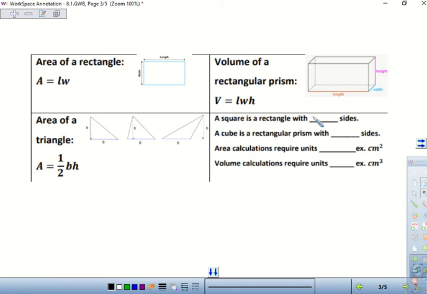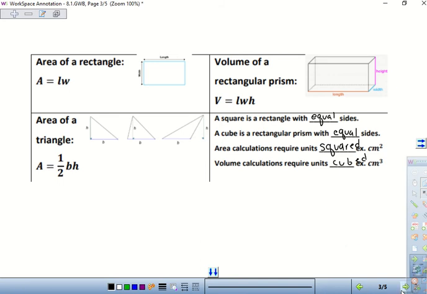A square is a rectangle with equal sides. A cube is a rectangular prism with equal sides. Area calculations require units to be squared, to the second power. And volume calculations require units to be cubed. Instead of squared, they're cubed. Okay? So those are some important notes about doing these calculations. Is everybody good with the notes so far?